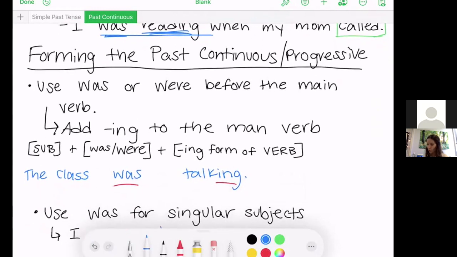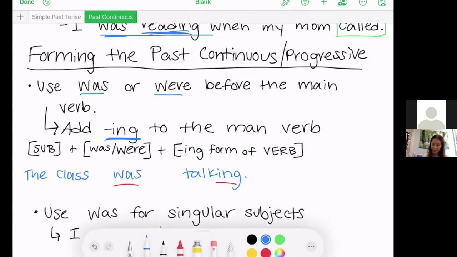So you use was or were before the main verb, just like we saw in those examples. Then you add ing to the main verb. So here's our formula. We have our subject, then we have was or were. That depends on subject-verb agreement, which I'll talk to you about in a second. So we have the subject plus was or were plus the ing form of the verb.